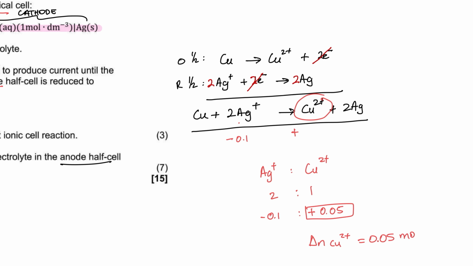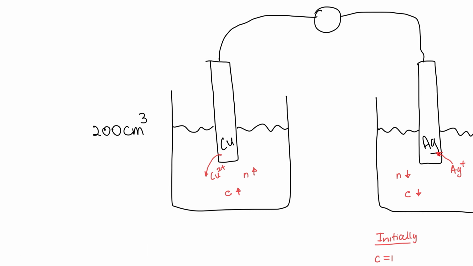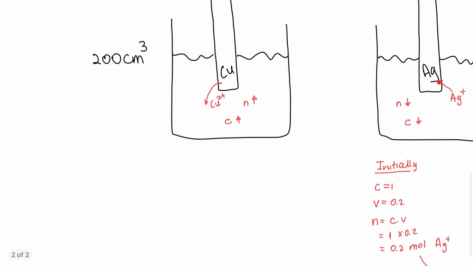0.05 moles. Now we can't forget that there were already Cu2+ ions in this electrolyte. So if we work out the number of moles that we had at the beginning, add the delta, we can work out the new concentration. So initially, we can work out the number of moles, that is equal to C times V. Standard conditions means that the concentration was 1, the volume is 0.2. So that is 0.2 moles of Cu2+.